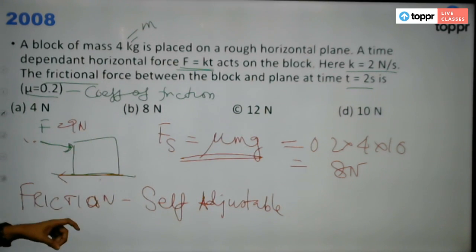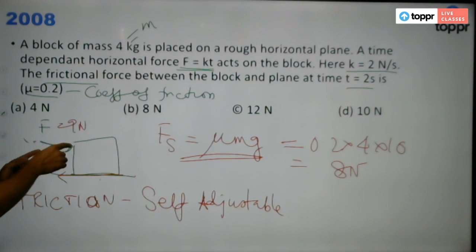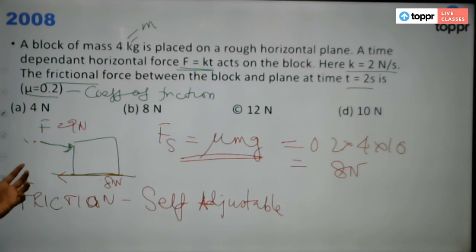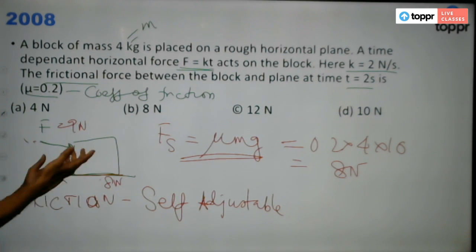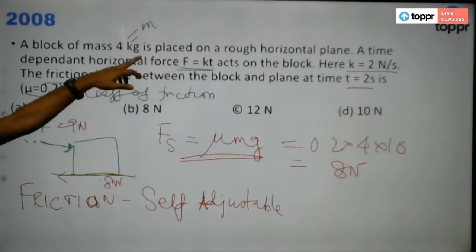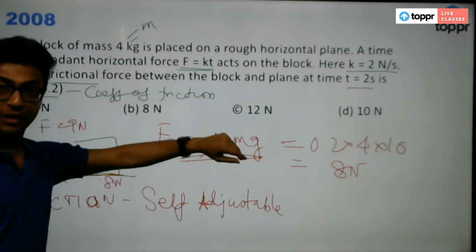And then what happens? Suppose we take 9 Newton, then 9 minus 8, that is 1 Newton, will be the net force acting on the body, divided by mass, and we'll get the acceleration. But what would be the friction here? The maximum limit of friction is 8 Newton.